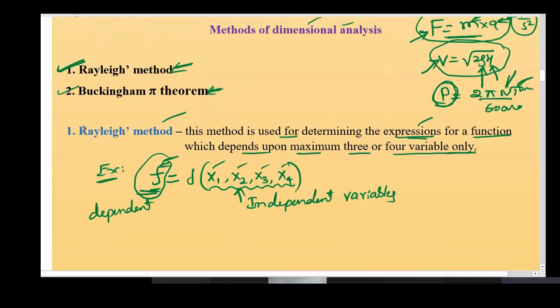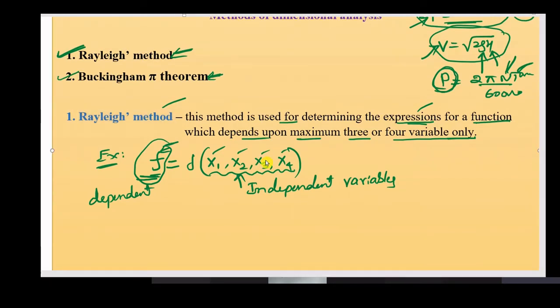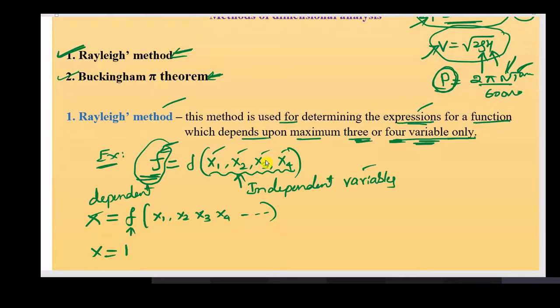Now we will derive one expression using the Rayleigh method. I will consider, for example, X. X is a function of x1, x2, x3, x4, and so on. I am considering many variables, but it is difficult; they use only 3 or 4 variables. So x1, x2, x3 are independent variables. These are dependent variables. If I remove this function, I will take some constant k. K is one constant I have taken.